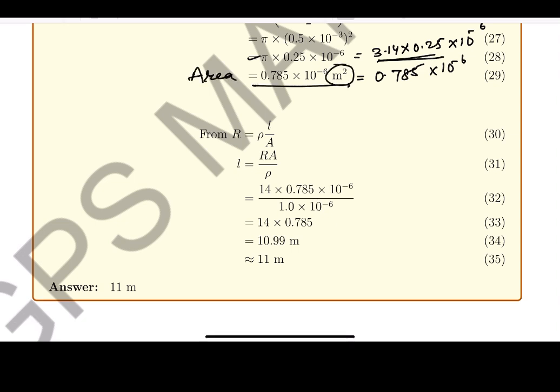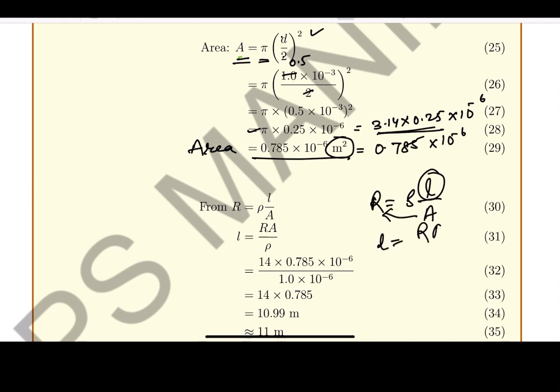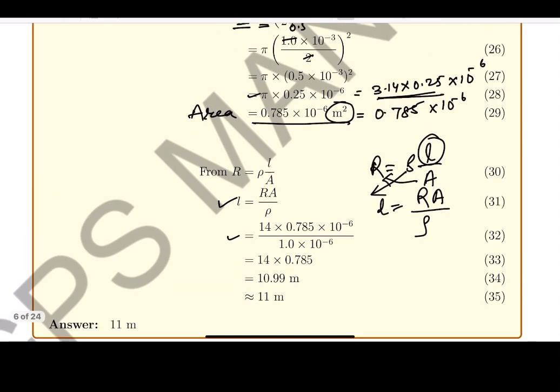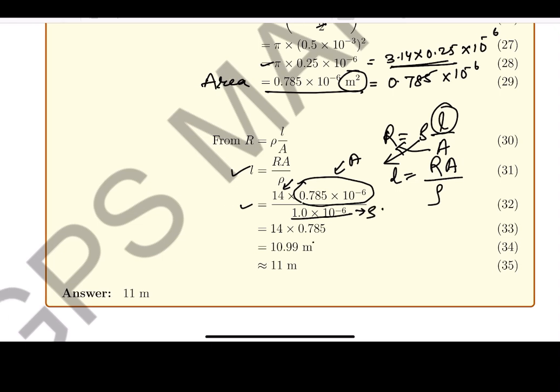Area is always in meter square. Now I have another formula: R is equal to rho L by A. I need to find out L. So A will go to this side and it will become RA, and rho will go and divide on the other side. So L is equal to RA by rho. So R is 14, that is the resistance, and 0.785 into 10 to the power minus 6 is the area, and this is my resistivity rho. If I divide all these things, I'll get something like this, and that will be my 11 meter.